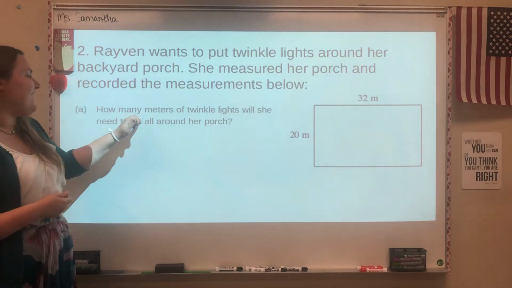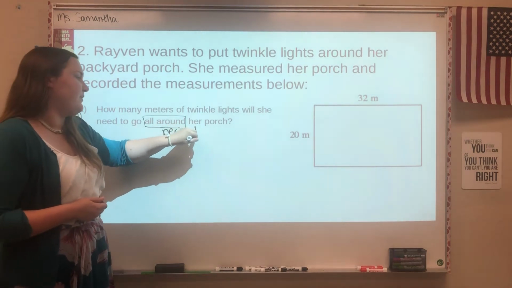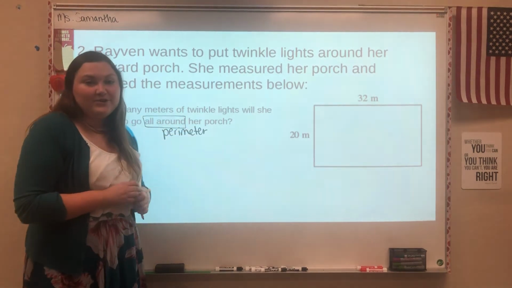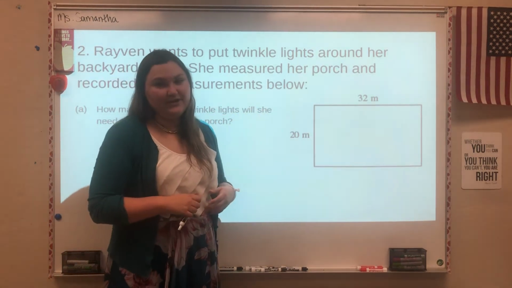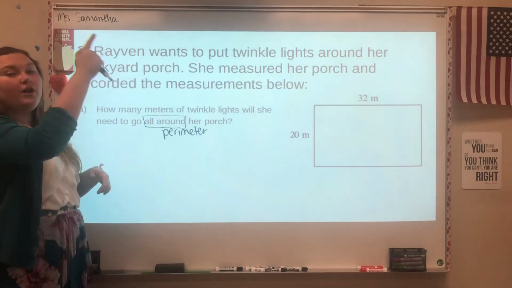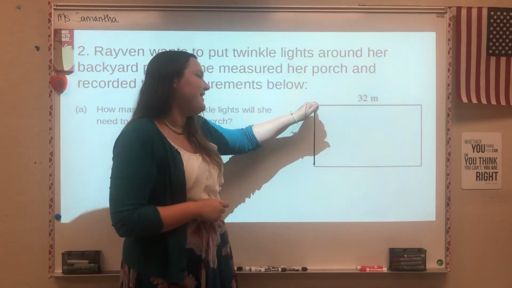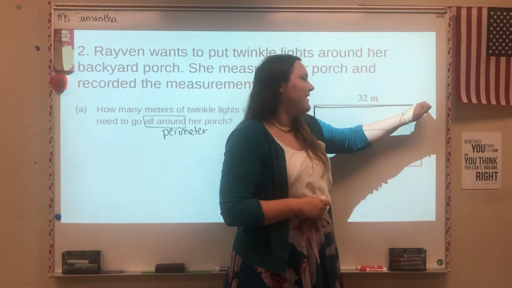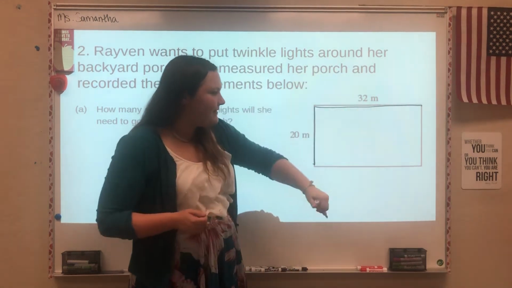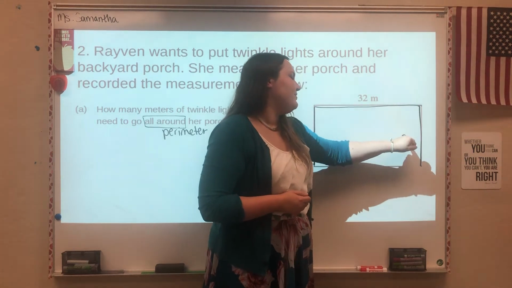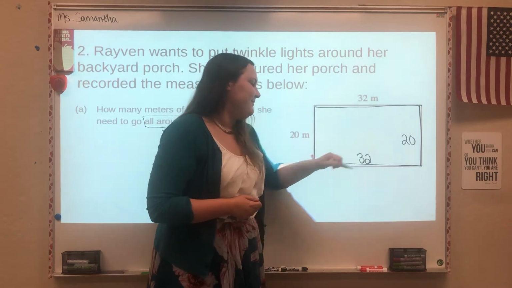Well, the fact that they're saying all around her porch is a clue that we are talking about perimeter. Lots of times with perimeter questions, if you don't already have a picture, drawing a picture can help because it gives you a visual of what she's trying to do. Now, if we want to go all around her porch, you want to make sure you're going all the way around. She needs 20 on this side, she needs 32 on this side. That was a mistake students made, is they just stopped with the two numbers. But you've got to go all the way around, so she also needs 20 meters for this side, and she also needs 32 meters for this side.